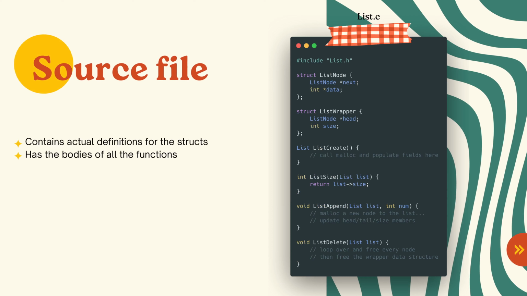Then we have the source file, which contains the implementation of the actual linked list. We have our structs and function definitions, and for the purposes of this demonstration, we can just assume everything in this file just works.